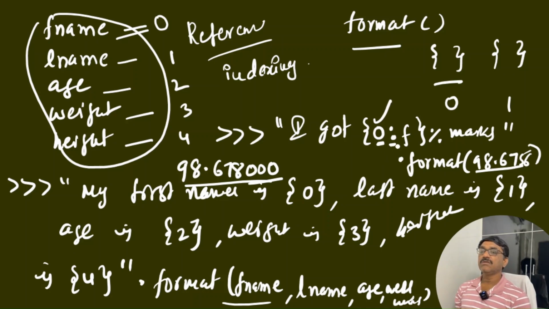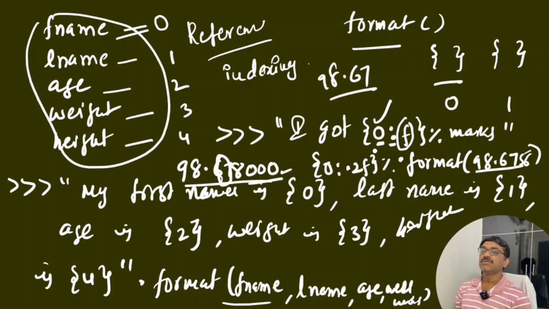Now, colon, I'm mentioning f. F indicates it is the float value. Generally, the float value after the decimal point is going to take 6 digits. So that's why we are getting the result like this. Instead of using 0 colon f, if I use 0 colon dot 2f, then after the decimal point, I will get only 67. That means the output we are going to get is 98.67 only. So like this, you can mention the index value, and at the same time you can also use format specifiers.